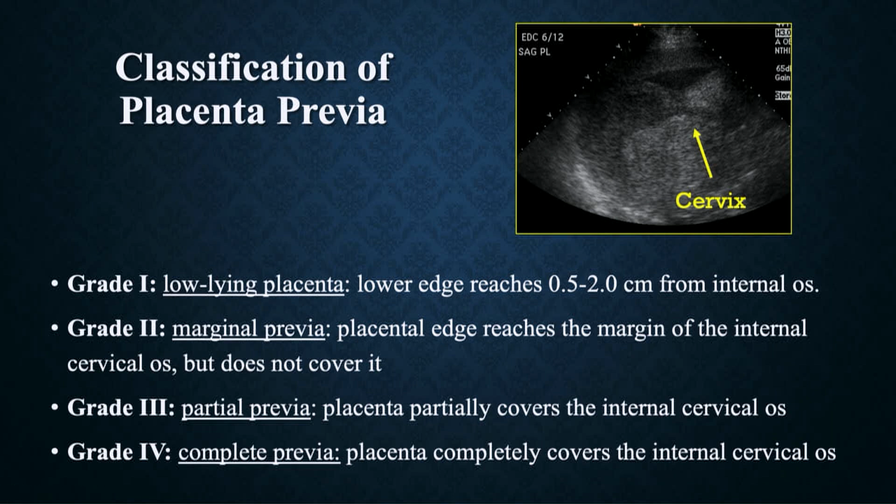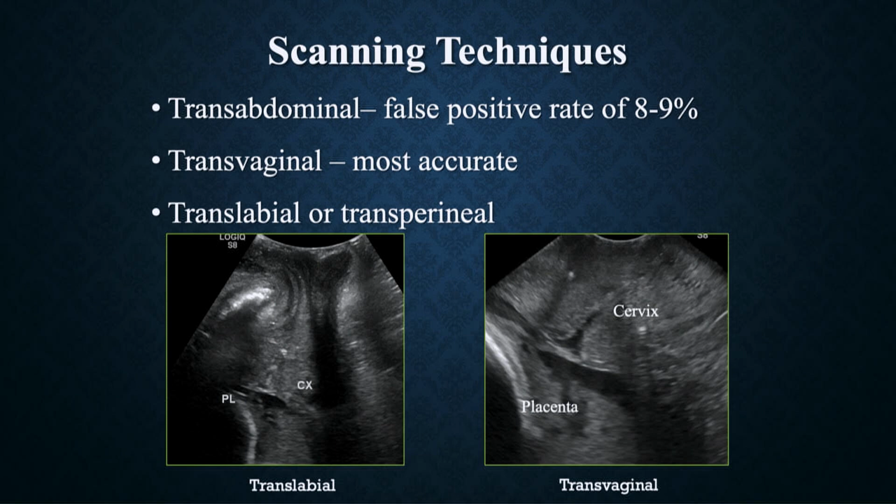So there's a classification for previa. Class 1 is low-lying, where it's between half a centimeter to 2 centimeters from the internal os. Grade 2 is a marginal previa, where the placenta comes to the edge of the cervix. Grade 3 is partial, where it partially covers the internal os. And of course, grade 4 is the complete previa. Here are some examples.